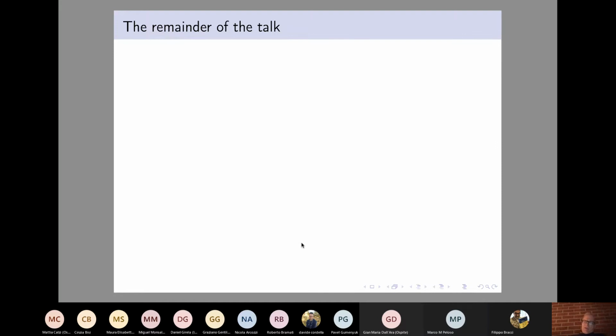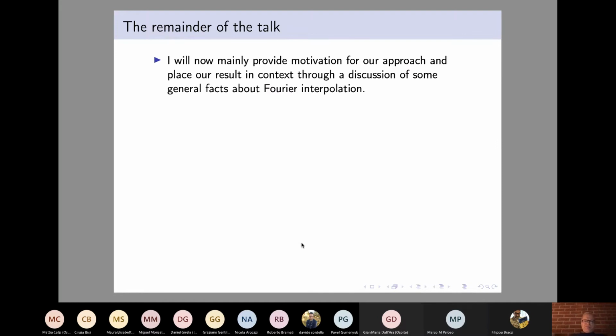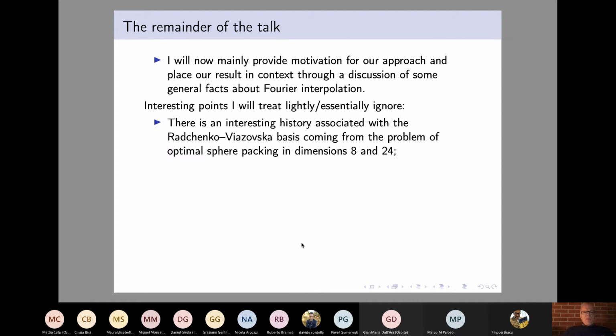So what will I do now in the remainder of the talk? I will mainly provide motivation for our approach, why we did what we did, and try to place it in context by saying some general things about Fourier interpolation. And I will ignore a lot of stuff. There is a very interesting history behind all this, which comes from the problem of optimal sphere packing in dimensions 8 and 24.